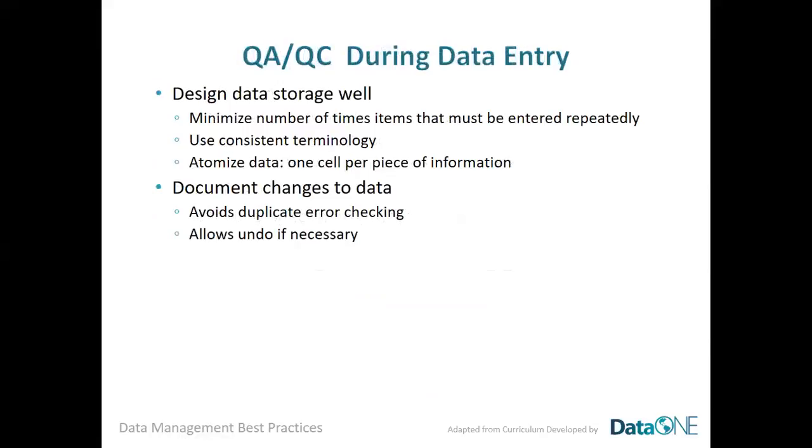And then always document any changes that you make to data. Like when you collect data in a raw format, then you go through and clean it up and maybe do some transforms to it. So you want to make sure you document these things that you do to the data set. So if you need to back up and redo things, you have that documentation, and you're able to reproduce what you've done. And then it avoids duplicate error checking, and allows you to undo things if necessary, because you've got a good record of what you've done to get to the point where you are.